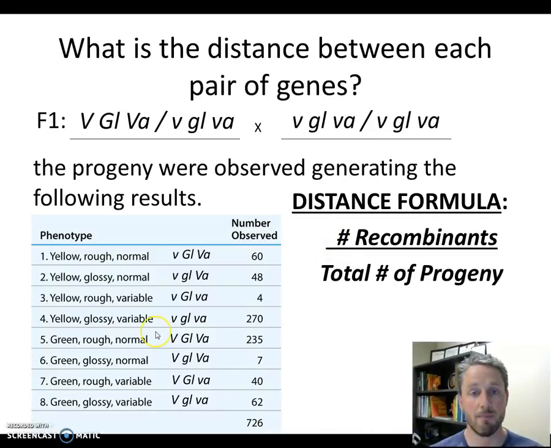So I'll just bring myself back. So how do we calculate the distances? Well, we just calculate the recombination frequency.